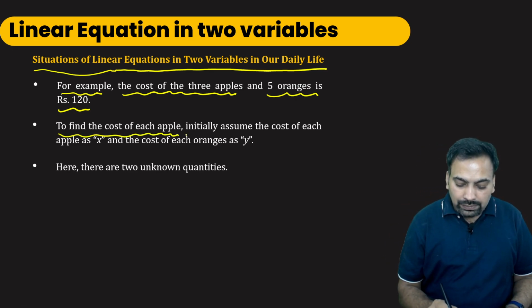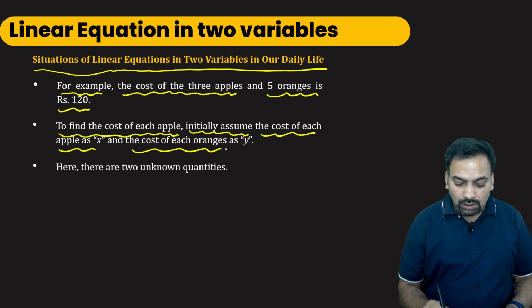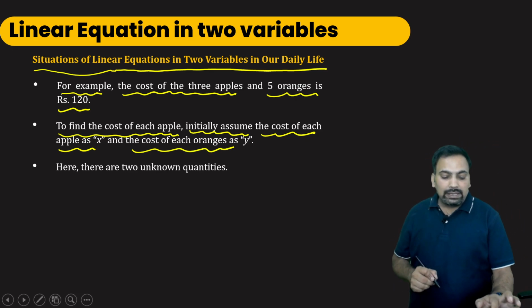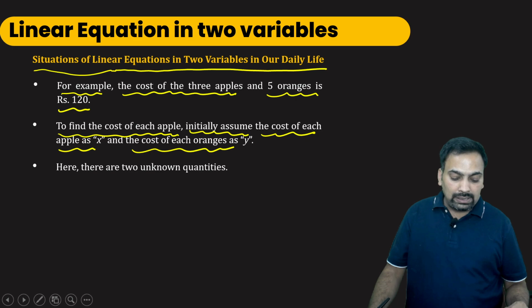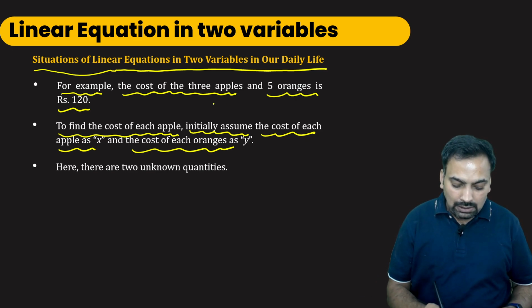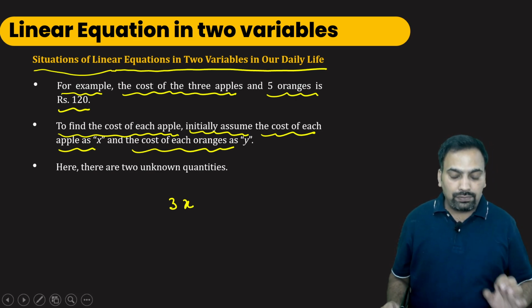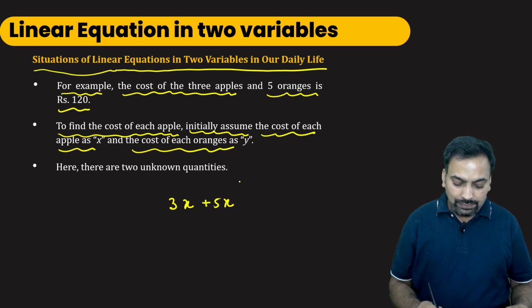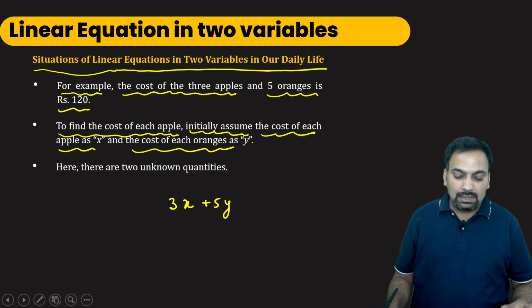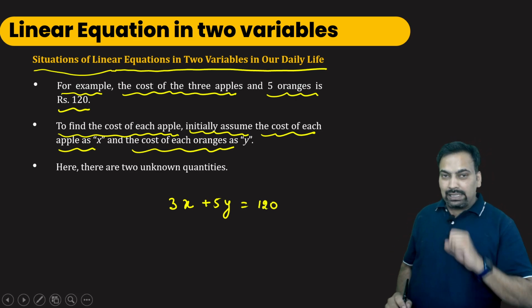To find the cost of each apple, initially assume the cost of each apple is x and the cost of each orange is y. Here are the two unknown quantities. So let's suppose the cost of 3 apples is 3x and the cost of 5 oranges is 5y. If you add 3x and 5y, and the total cost is given as rupees 120, this is one equation.